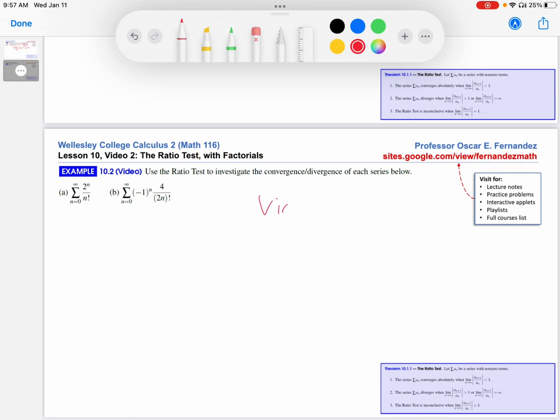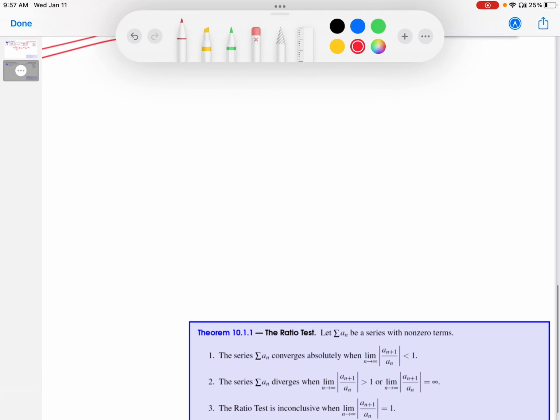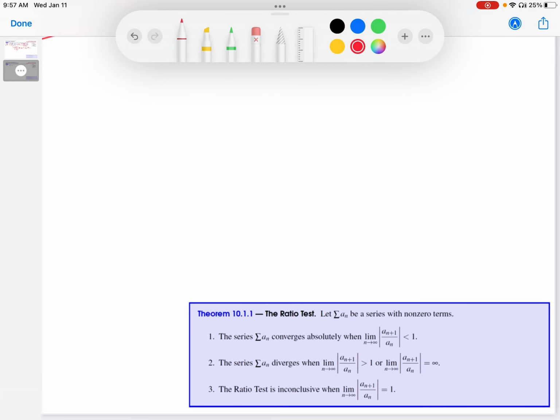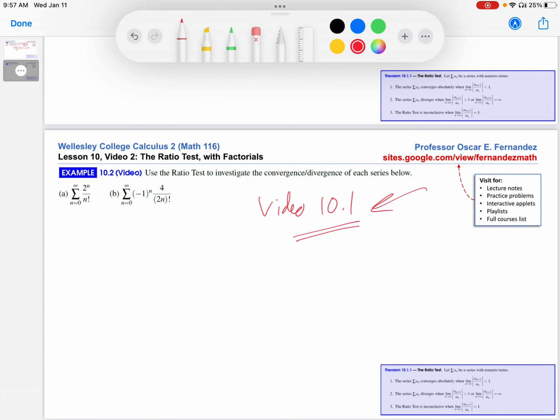First thing I will do is send you over to video 10.1 for a review of the ratio test. I'm going to zoom in here real quick. You can pause the video if you'd like to read the actual test itself. But in video 10.1, I go through that theorem, give you some tips and details about the assumptions of the theorem, and then work out 3 examples of each one of the 3 cases in the theorem. So check out video 10.1 if you're looking for that sort of first entry into the ratio test.